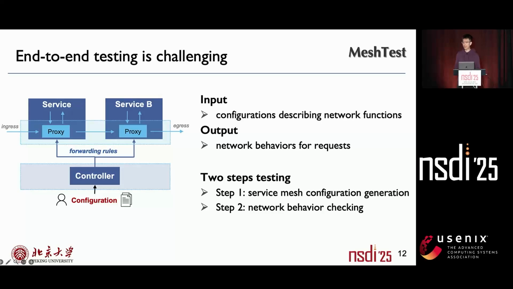So let's do some end-to-end testing. We know that the input is some configurations on the network functions, and the output is the network behavior. Thus, the testing has to be in two steps. In the first step, we should generate various service mesh configurations. In the second step, we should check whether service mesh realizes the input configuration correctly.